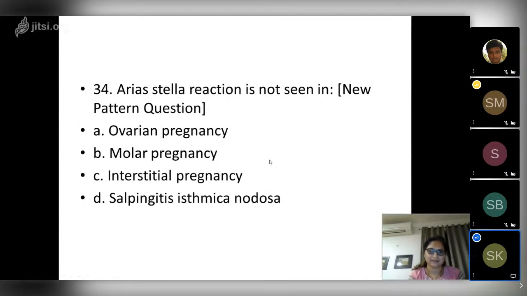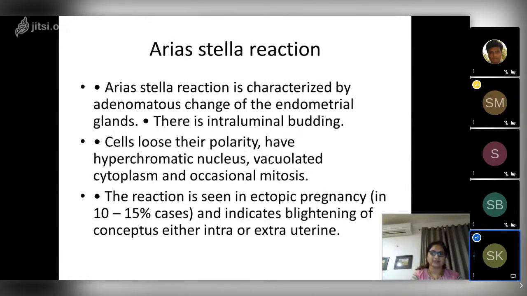Okay. So let us understand what this is. Now, Arya-Stella reaction is characterized by adenomatous change of the endometrial glands. So it is a histological change, as we discussed. It is a pathological change which is seen in the endometrial glands under the influence of hormones, especially during pregnancies. So there is intraluminal budding of the endometrial glands. Right? Now, cells lose their polarity, have hyperchromatic nucleus, vacuolated cytoplasm, and occasional mitosis is seen.